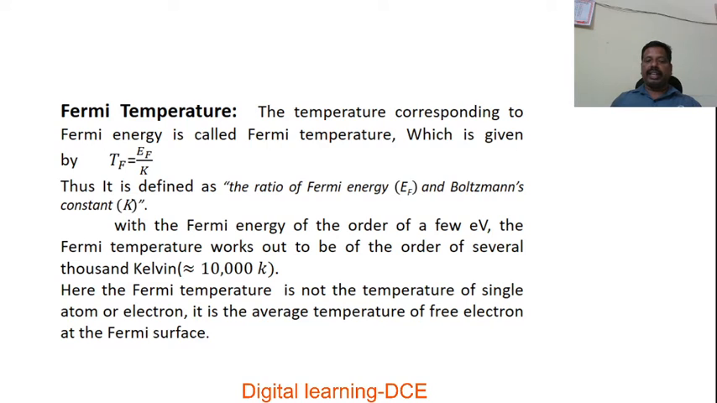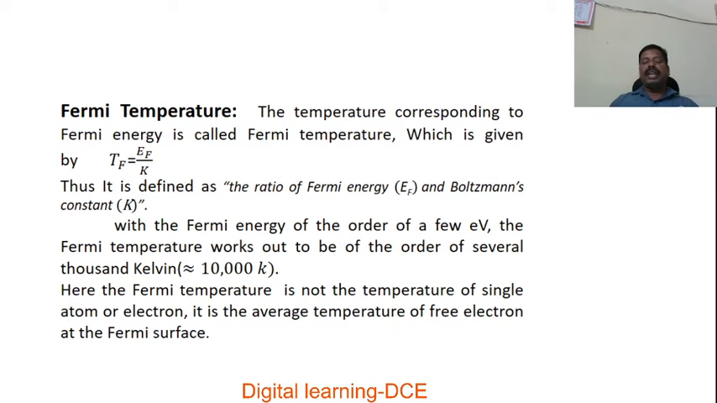With the Fermi energy of the order of a few electron volts, the Fermi temperature works out to be of the order of several thousands of Kelvin, approximately 10,000 Kelvin. Thereby, with a small electronic energy, say the Fermi energy, the temperature of the metal should be of the order of 10,000 Kelvin. Even with very high temperature given to the metal, the energy gained by the free electrons is in the order of electron volts only.